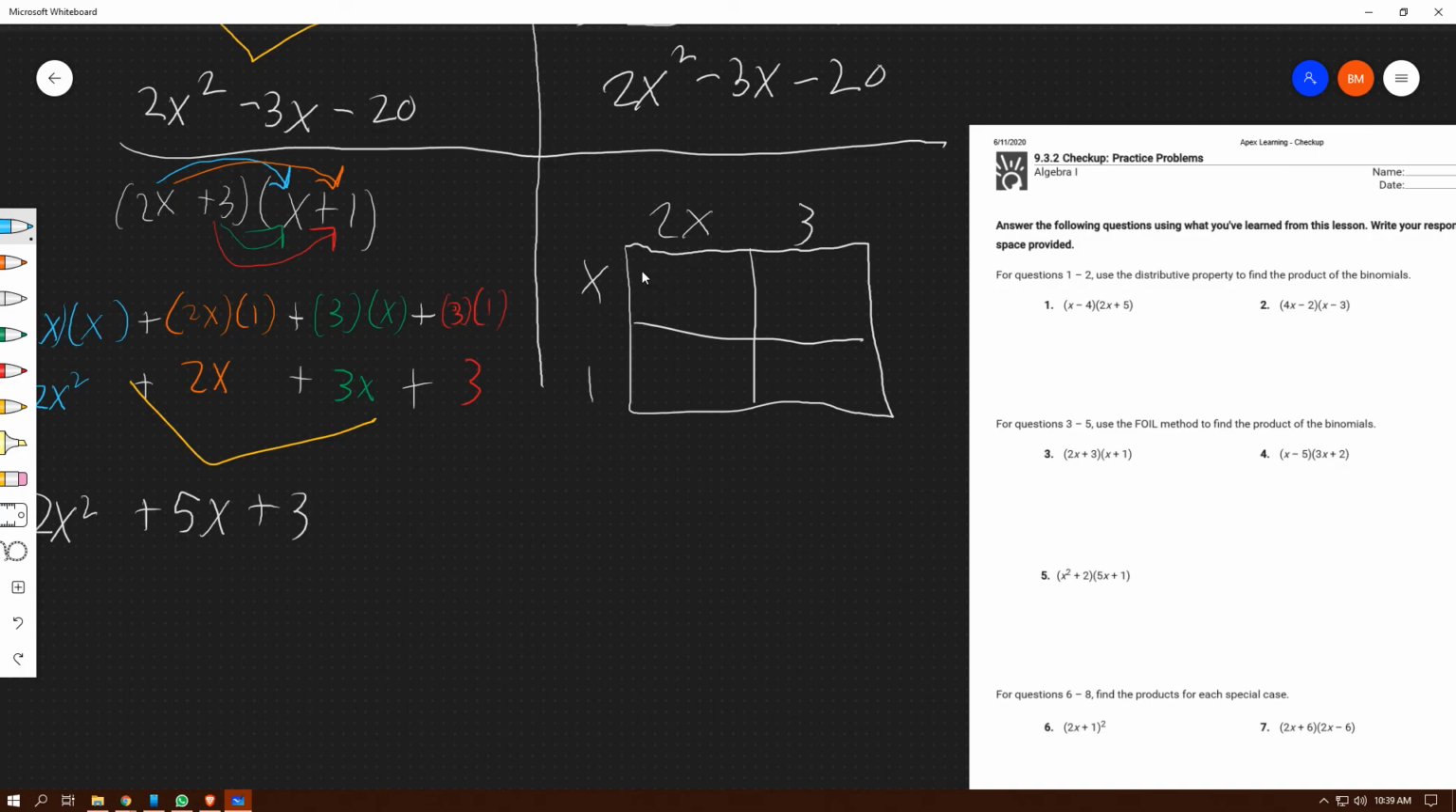All right, now here's try it again. 2x times x is 2x squared. Now we're going to do 3 times x. Right? Just intersecting boxes here. 2x and 1. 3 and 1. And then right there, diagonally, are like terms. And I get 2x squared plus 5x plus 3.